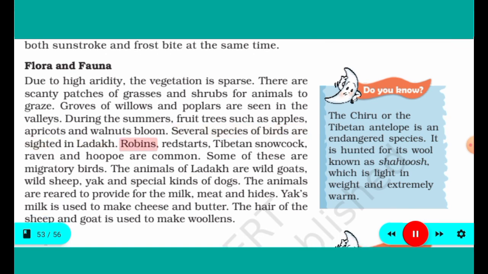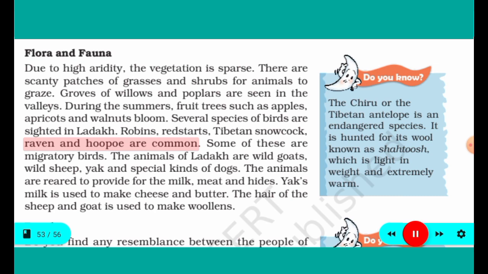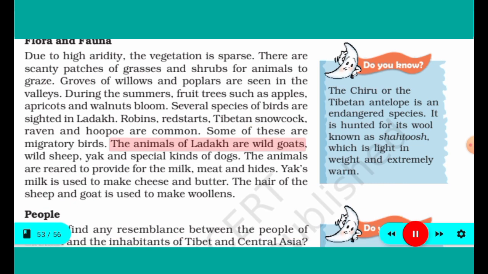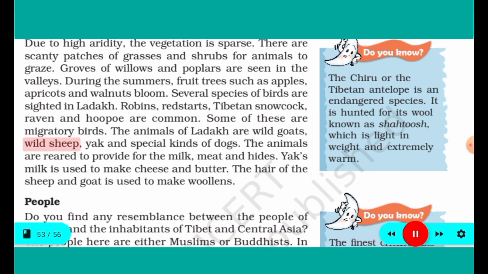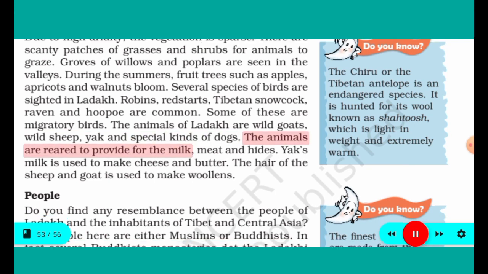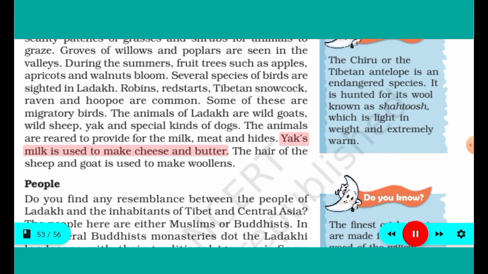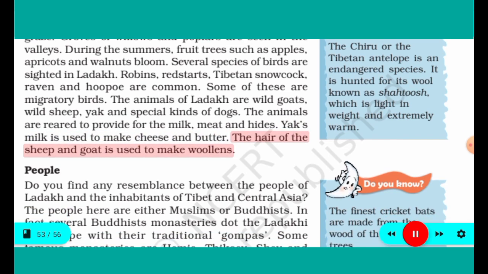Robins, redstarts, Tibetan snowcock, raven and hoopoe are common. Some of these are migratory birds. The animals of Ladakh are wild goats, wild sheep, yak and special kinds of dogs. The animals are reared to provide milk, meat and hides. Yak's milk is used to make cheese and butter. The hair of the sheep and goat is used to make woolens.